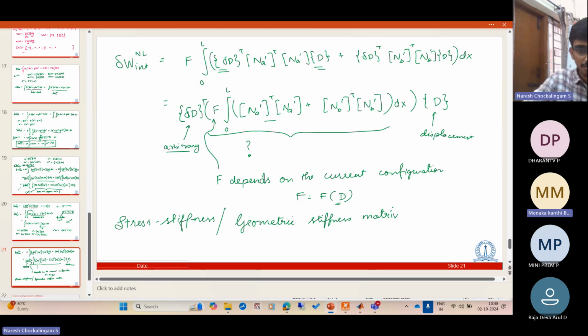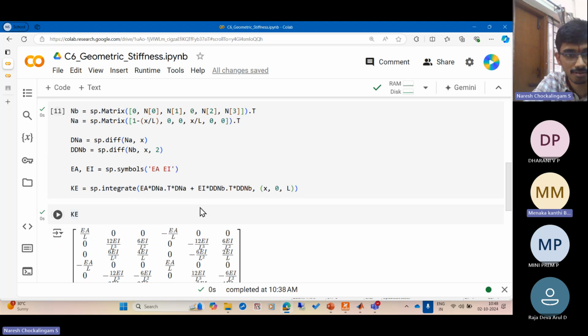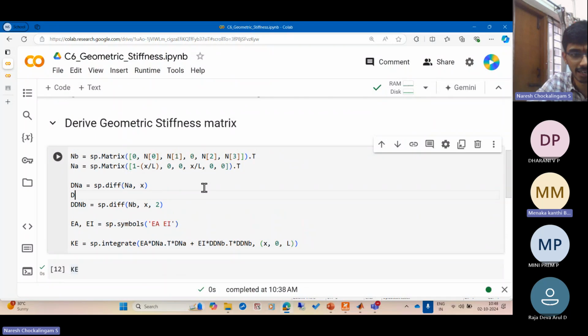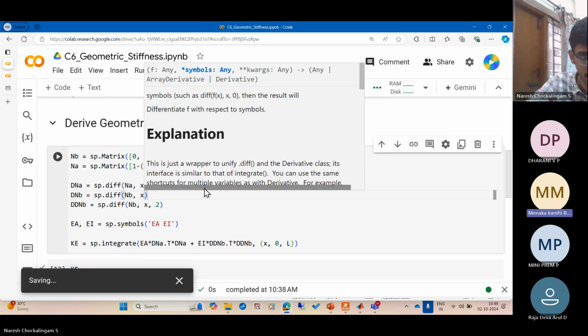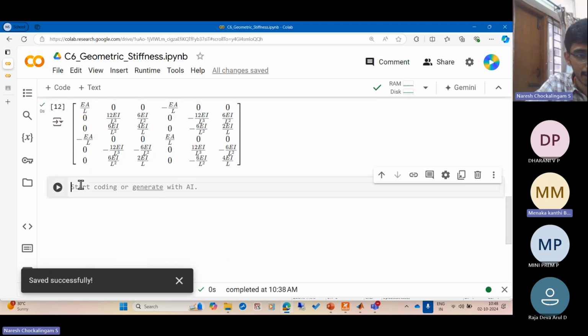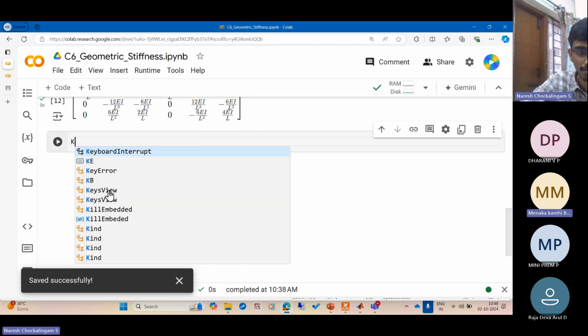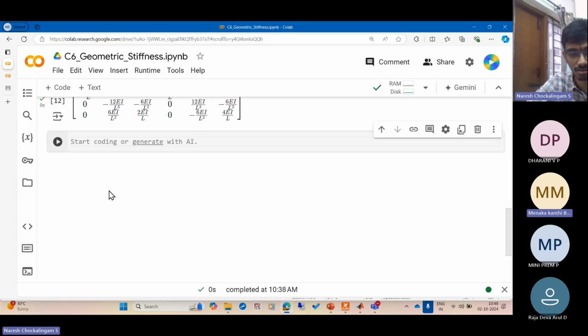So next, our task will obviously be to evaluate this matrix. So let's do that. We got the KE. Now let me do KG. We already have D and A. Let me also define D and B. So DNB is the differentiation of NB with respect to X. Now, Kg, I need another variable which is force, or let the force be outside, since it's multiplying everything.